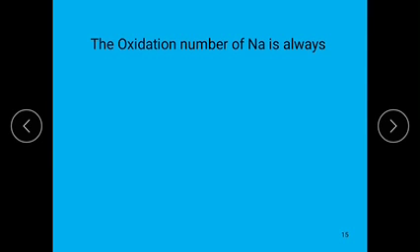The oxidation number of sodium is always: +2, -2, +1, or -1? Sodium is a first group element, so when it is involved in the oxidation process, it loses one electron and converts to a sodium plus ion. So +1 is the oxidation state of the sodium ion.